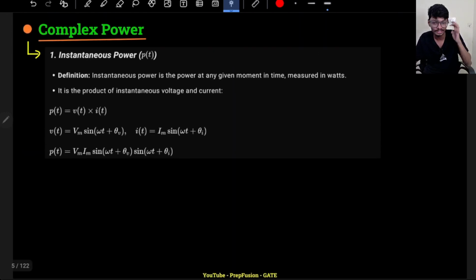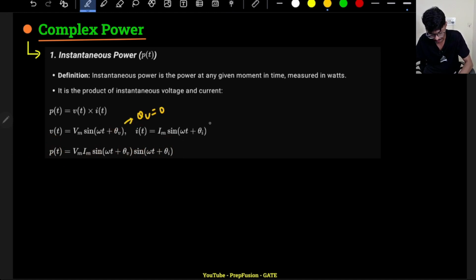So the definition of instantaneous power, this you already know. What is the definition of instantaneous power? It is the product of the voltage and current. So my voltage is this equation, let's say Vm sin(omega t plus theta v), and my current is Im sin(omega t plus theta I). So the power equation will be Vm Im sin(omega t plus theta v) sin(omega t plus theta I). This is the instantaneous power. Generally, what we assume is theta v to be 0 and theta I to be phi, the power factor angle.